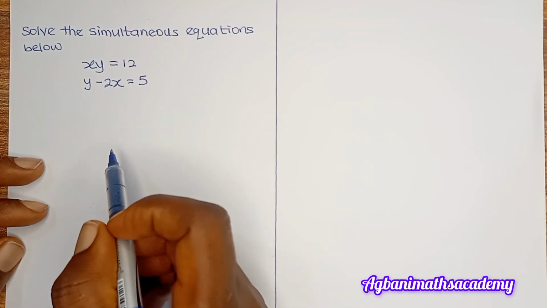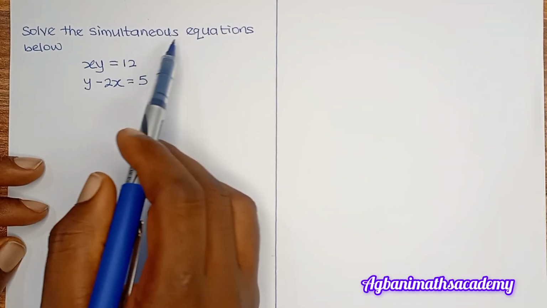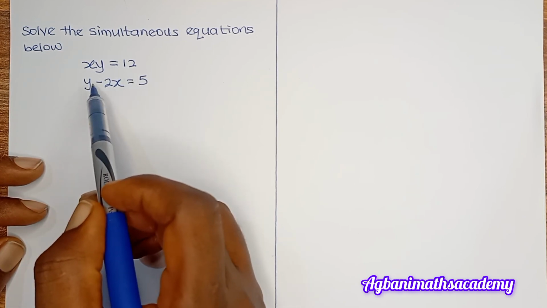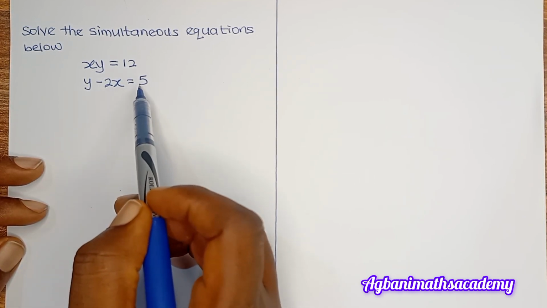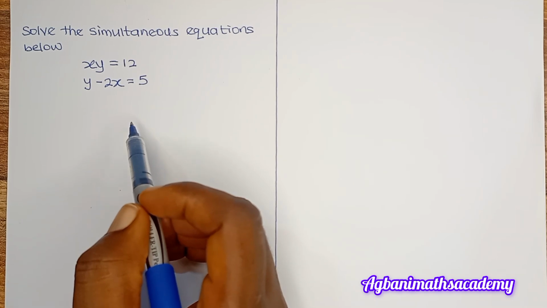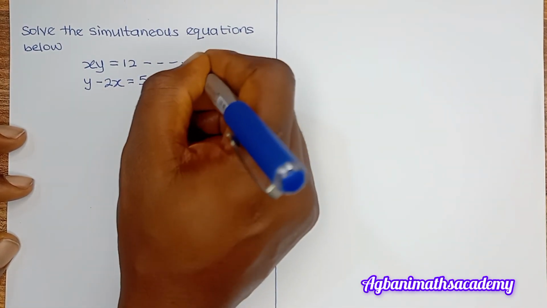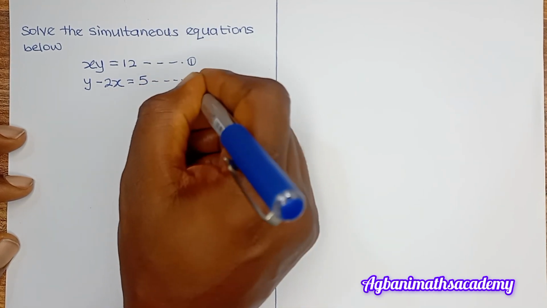Hi guys, let's look at this simple question that we have here. We're told to solve the simultaneous equations below. We have xy is equal to 12 and y minus 2x is equal to 5. So these are two equations that we're expected to solve together. Let's call this equation 1 and let's call this equation 2.